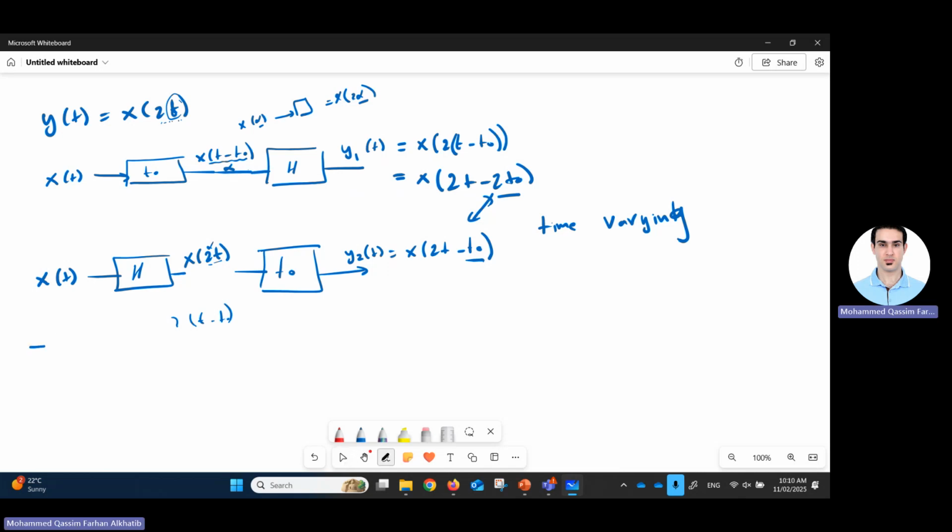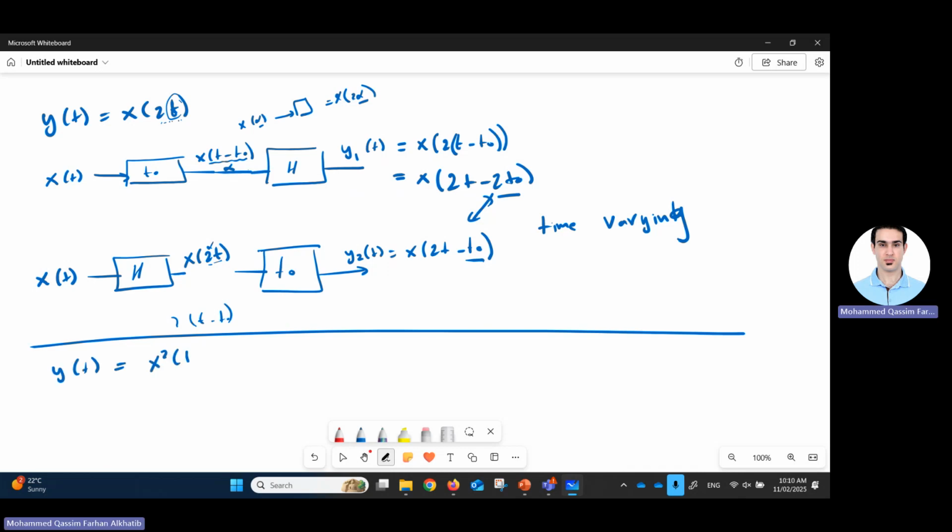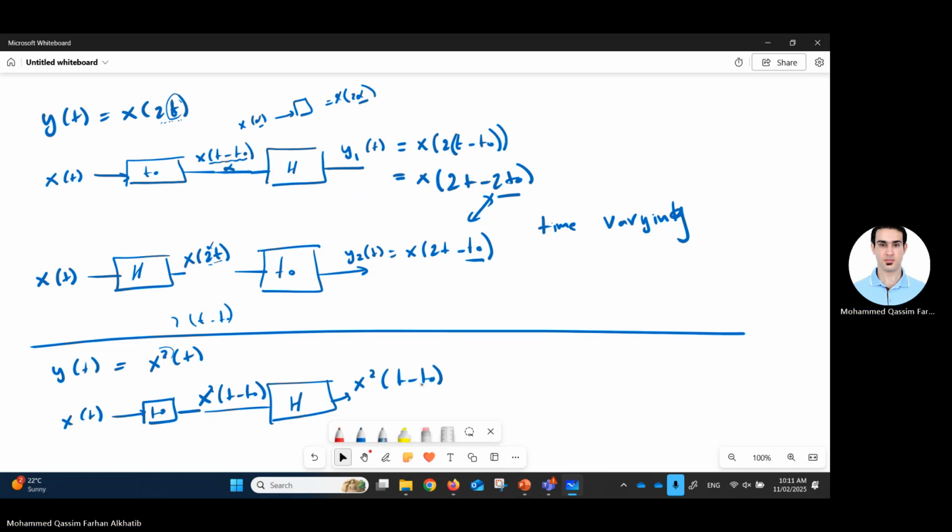For example, y of t equals x squared of t. Now notice the square is for what? For x. For t, there's nothing going on with t. So let's do the problem: x of t, do the delay with t naught, and you will get x of t minus t naught. Then apply the system h: x squared of t minus t naught. Because the square is for the amplitude, there is nothing going on with time.